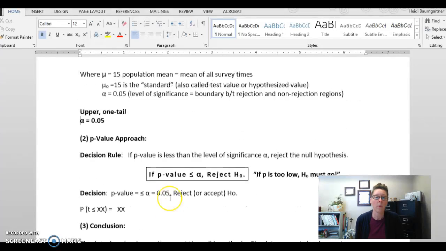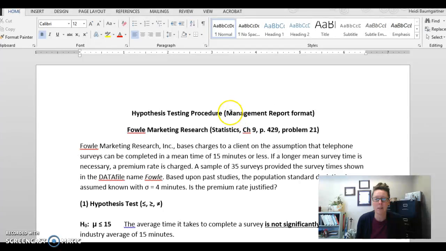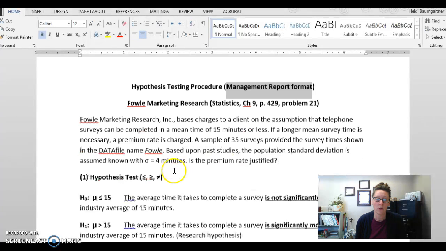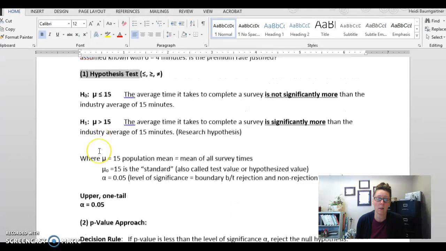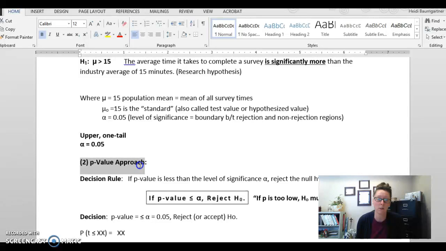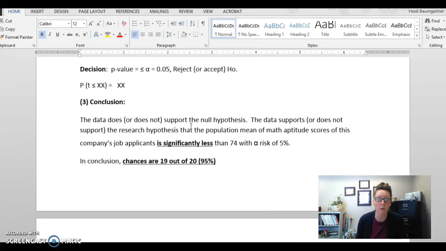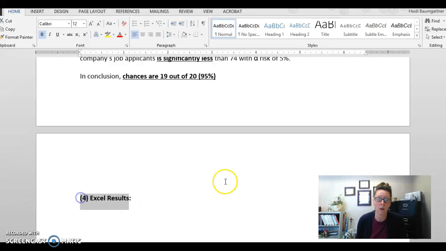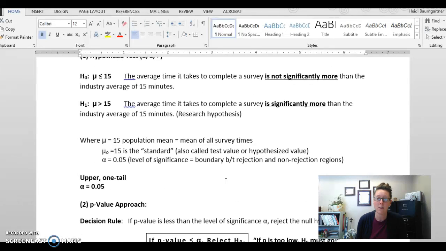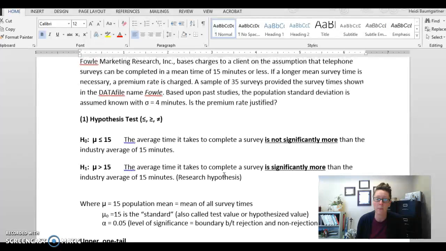And again, let's reiterate, it's a management format. So for each one, we want the first section to be the hypothesis test, second section, the p-value approach, the third, conclusion, and the fourth, the Excel results. Get in the habit of doing this format every time. Keeping it consistent helps the problem to progress properly.